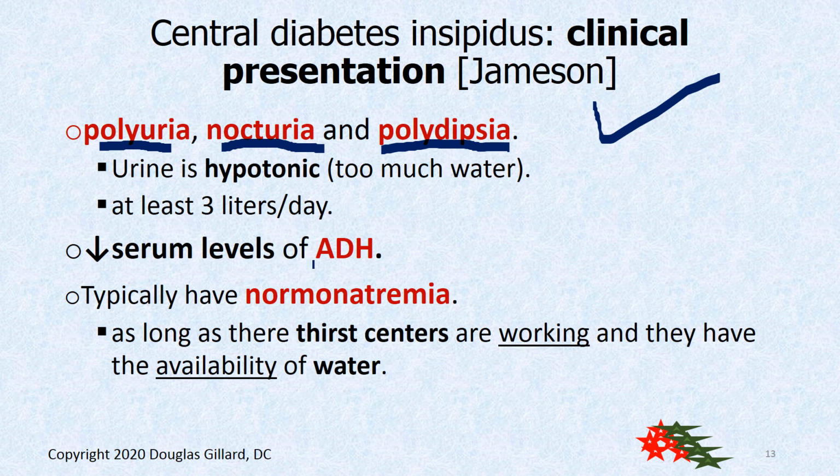And then you test their blood. They have decreased levels of ADH. And they typically have not salty blood. The blood and water ratio is fine. So that's normal natremia. So the salt levels will be perfect. That's a key word too, normal natremia. That means that the thirst centers are compensated. They're drinking tons of water a day to compensate. Otherwise, they'd have hypernatremia.